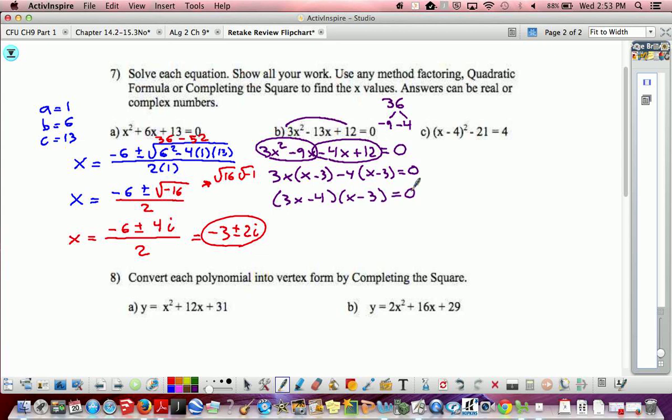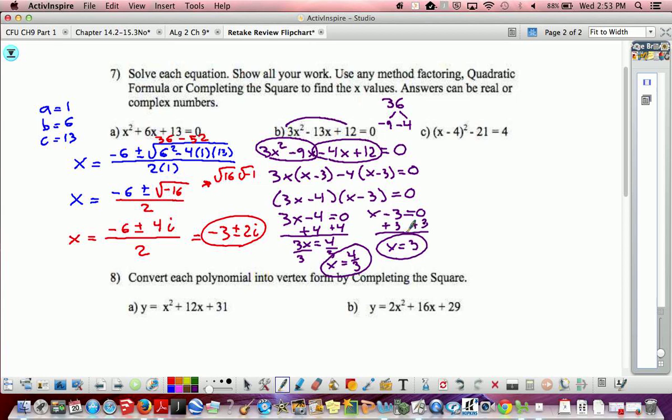Now it's in factored form, so now we can use the zero product property, ZPP, you know me. So I set them each equal to 0 and solve. So this one I'm adding 4, 3x equals 4, divide by 3, x equals 4/3. This one I'm adding 3, x equals 3. And I got both solutions.